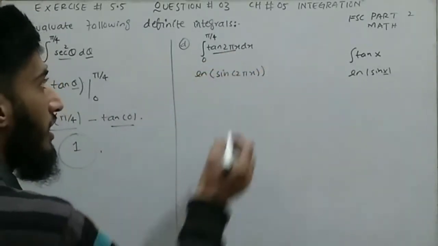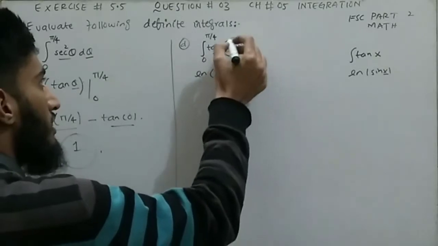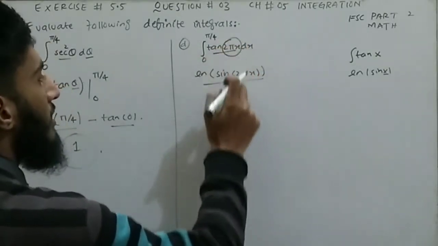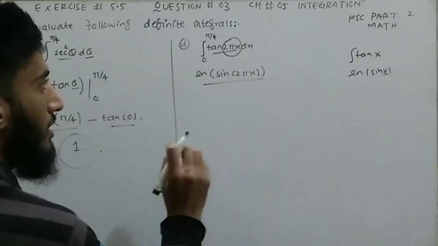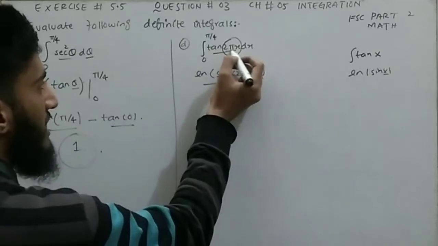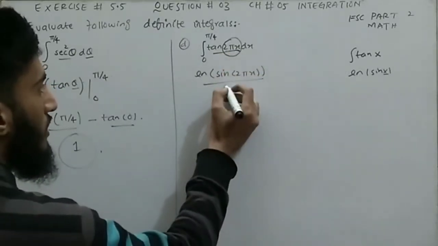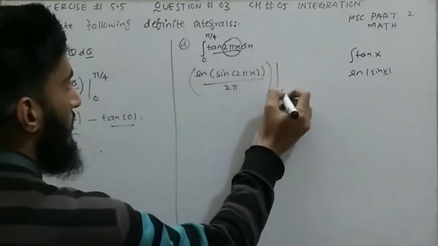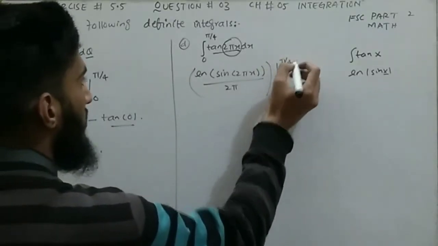But remember over here, 2 pi x is the inner function. So in integration, we divide by the derivative of the inner function in the denominator. We already learned this in the first part. So the derivative of 2 pi x will be 2 pi because this is a constant and the derivative of x is 1. So we are left with 2 pi.